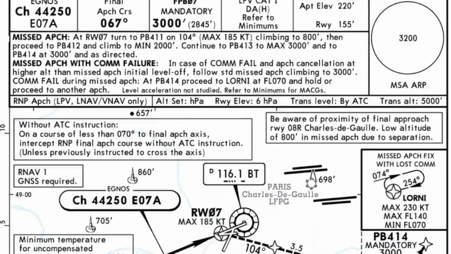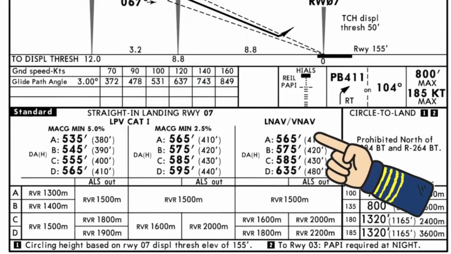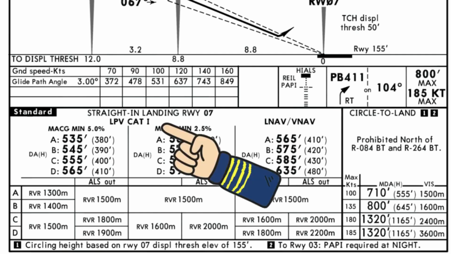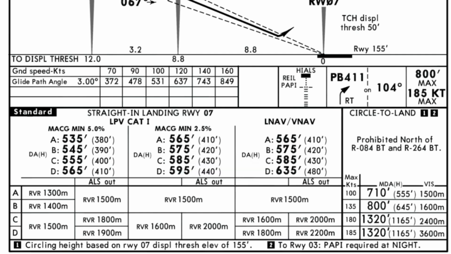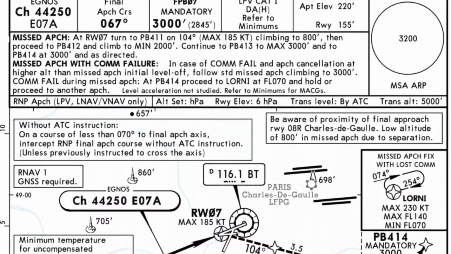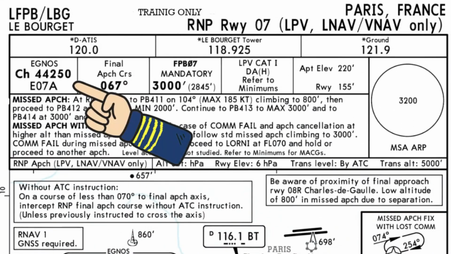In this example we have the RNP approach runway 07 for Paris Le Bourget. This approach can be flown either as an LNAV VNAV, or as an LPV approach, and you see the minima has been published for different climb gradient in case you have an LPV approach. Of course, you have the frequency of EGNOS, which is published only in the case you're taking an LP or LPV approach. It's useless if you're taking a LNAV VNAV approach, of course.